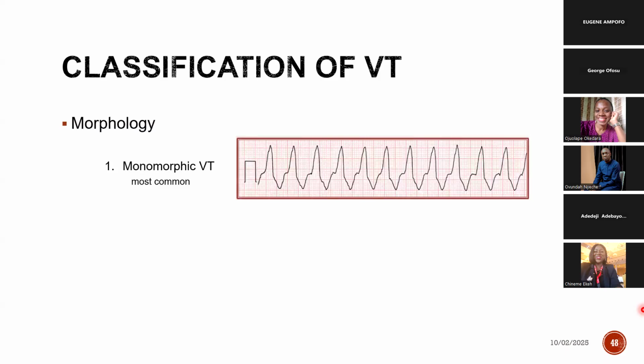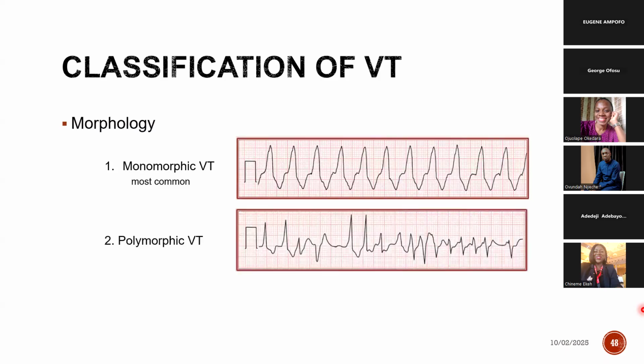And based on the morphology, we can classify VT as either monomorphic VT, which is the most common. In this VT, you can see that all the QRS complexes look the same throughout. That's monomorphic VT, and that's the most common. And then we have polymorphic VT. So you have VT of different morphologies. Some are predominantly positive, others negative.